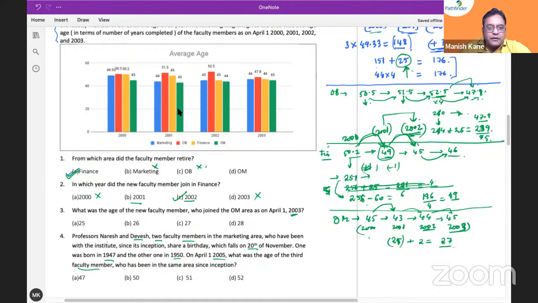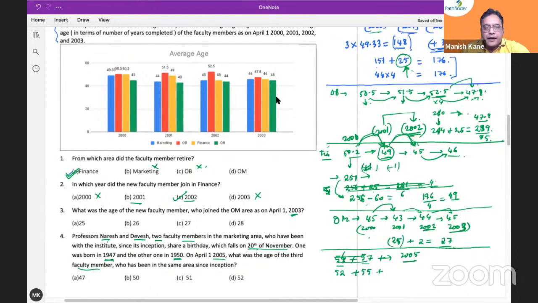Now let us look at the year 2005. How many complete years for Naresh and how many complete years for Devesh by 2005? Because their birth date is 20th of November, the complete years will not be 55, it will be 54. So the person who was born in 1950, his complete years will be 54. And the person who was born in 1947, his complete age must be 57. So two professors have an age 54 and 57. This is in 2005. So in 2003, this guy would be 52 years and this guy would be 55 years.